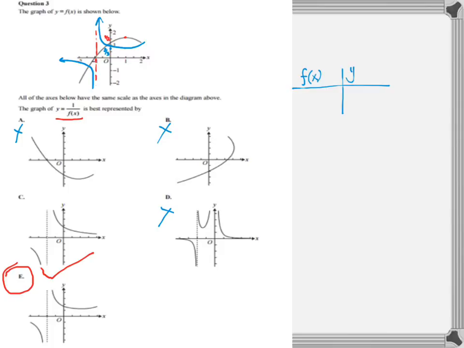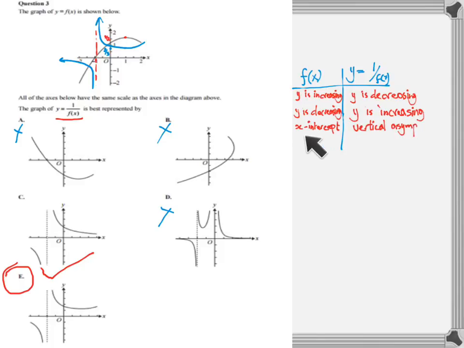Now, let's just do a quick recap of the reciprocal function properties. For a function of x, as the y-coordinate for f of x is increasing, then the y-coordinate of the reciprocal is decreasing. And vice versa. If y is decreasing in the function of x, then y is increasing in the reciprocal function. Any x-intercepts you find in the function of x are vertical asymptotes in the reciprocal function. And a maximum turning point becomes a minimum turning point in the reciprocal function. And vice versa, the minimum turning point becomes a maximum turning point in the reciprocal. Okay, they're crucial facts that you need to know when you're examining reciprocal function graphs.